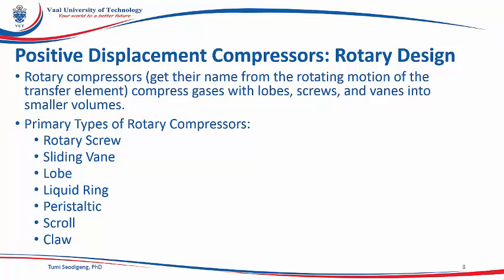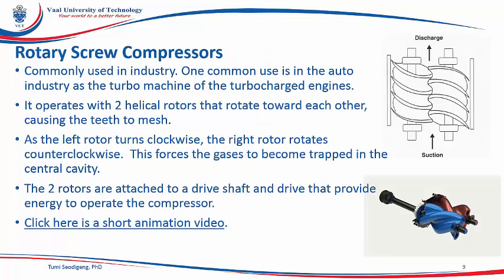These compressors get their name from rotating motion of the transfer element that is used to compress the fluid. The main designs of this class of compressors are rotary screw compressor, sliding vane compressor, the lobe compressor, liquid ring compressor, peristaltic, scroll, and claw compressors. We will look at some of these designs in more detail in the next few slides. We will start with the rotary screw compressor.